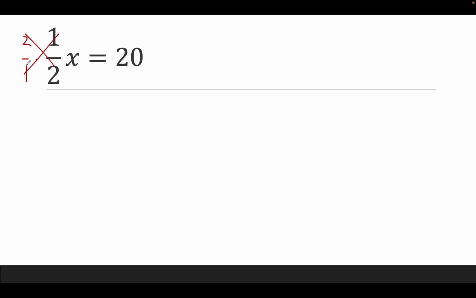Done. If I multiply by 2 over 1 on this side, I should do that to this side too. 2 over 1. 20 times 2 equals 40. And that brings me to the end, y'all. x equals 40.